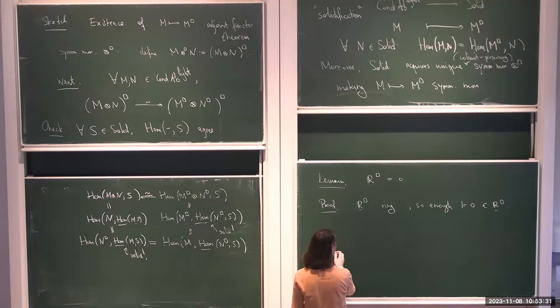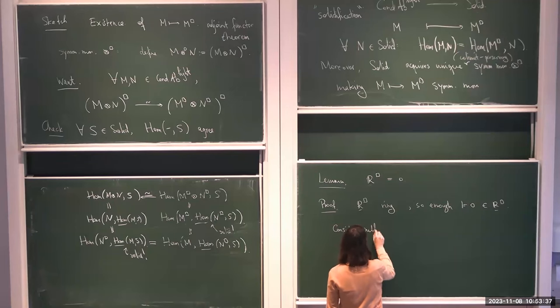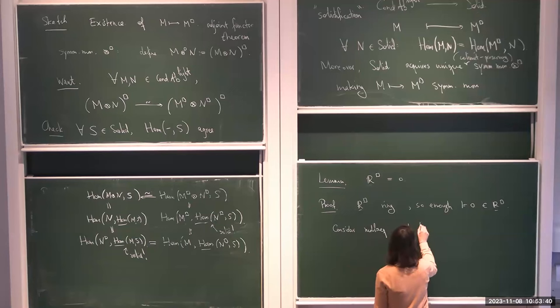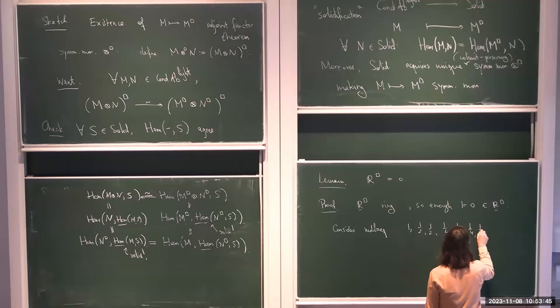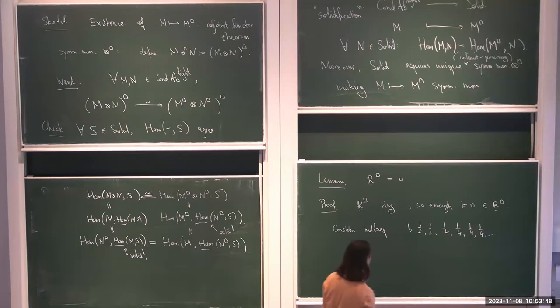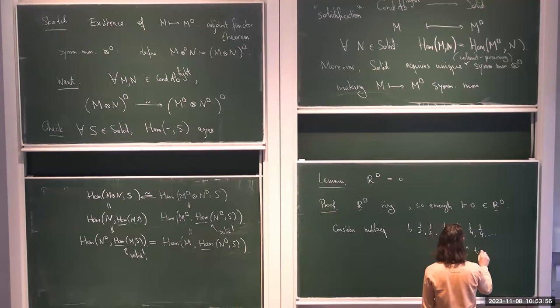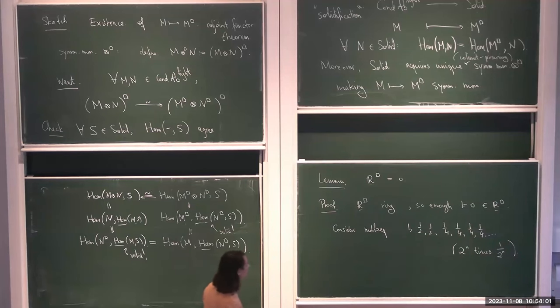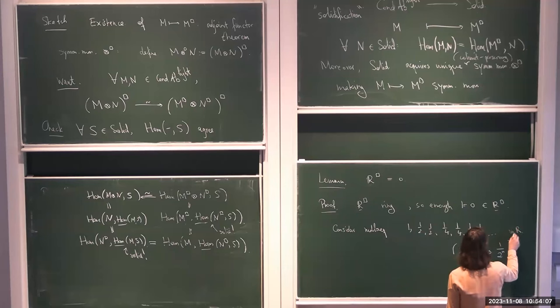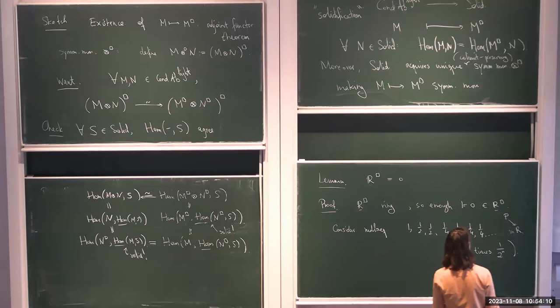So here's the argument. We consider the null sequence: one, one half, one half, one quarter, one quarter, one quarter, one quarter, and so on. I hope you can guess how it continues. You take 1/2 to the n and take it 2 to the n times. This is a null sequence in R, i.e. it's really a map from N-infinity into R.